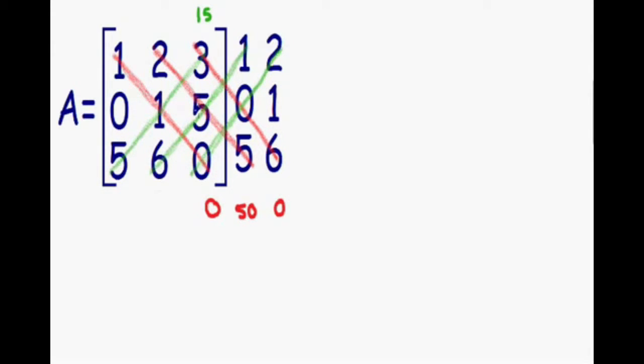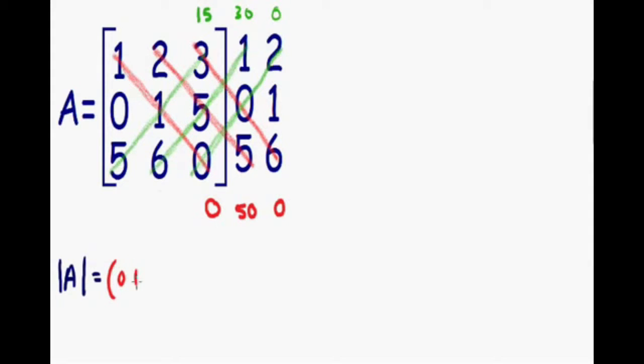In the second diagonal, we have 6 times 5, which is 30. 30 times 1 is also 30. And in the third diagonal, we have 0 times 0, which is 0. 0 times 2 is also 0. So now, to find the determinant of matrix A, the only thing that we need to do is take the red numbers and add them together, and then subtract them from all the green numbers.